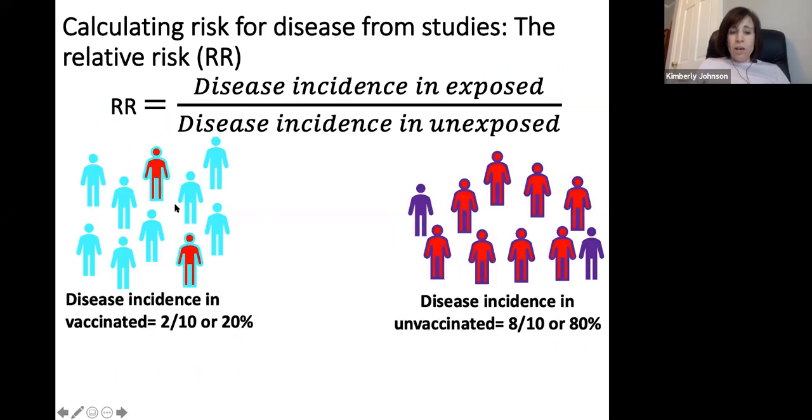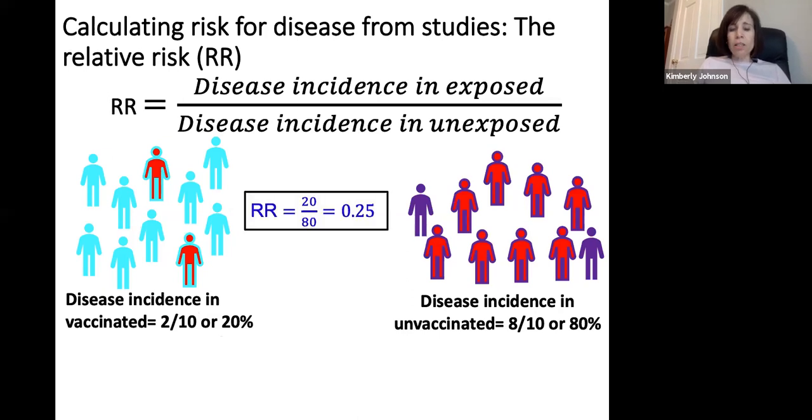So these are just what we ended with from the previous slide. So as I mentioned, the disease incidence in the vaccinated was 20%, and the disease incidence in the unvaccinated was 80%. So we calculate the relative risk as 20 over 80, and that gives us a value of 0.25.